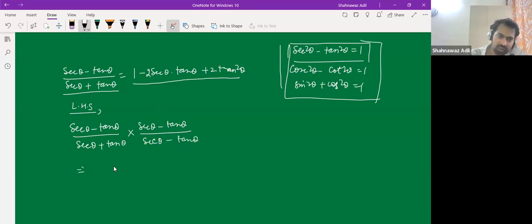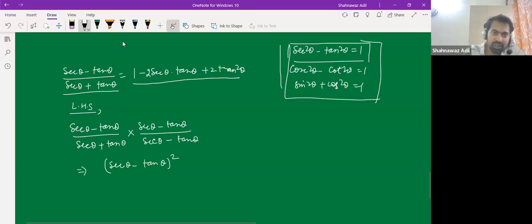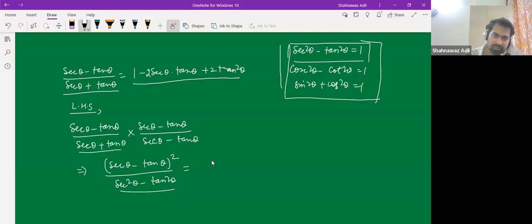So the numerator is sec theta minus tan theta whole square. And in the denominator, what do we have? Sec square theta minus tan square theta. Yes, absolutely right. So this is 1.